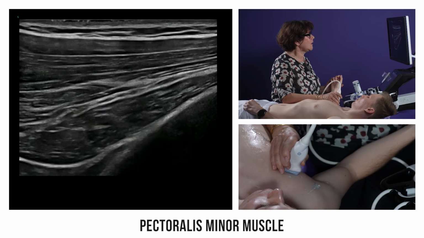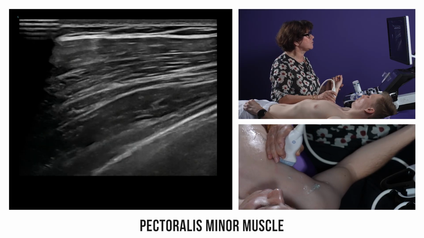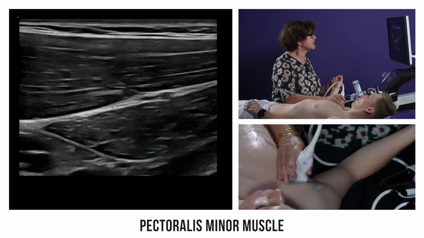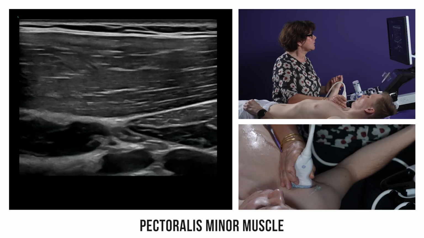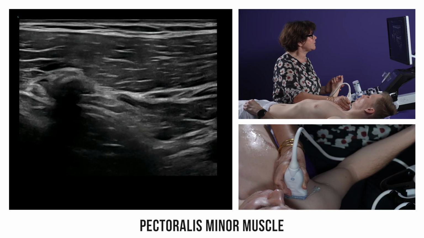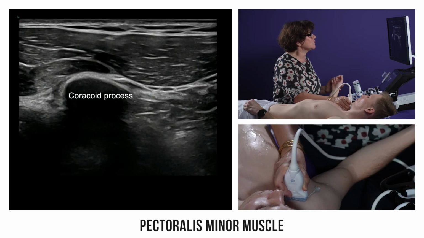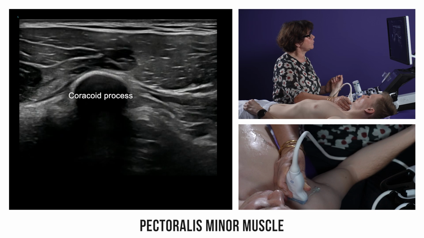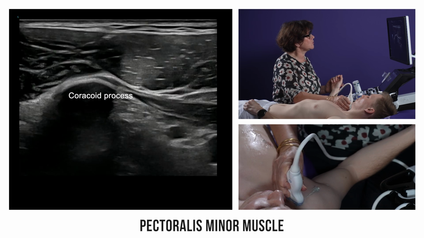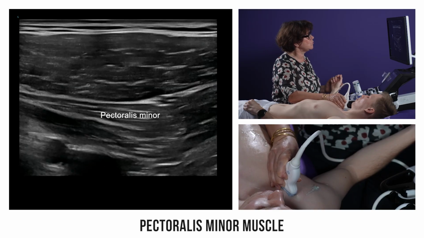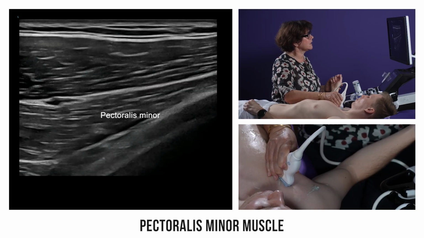As we saw, the pectoralis minor inserts on ribs 3 to 5 and then ascends and inserts on the medial part of the coracoid process. Rotating the probe slightly longitudinally, we can follow the path of this muscle down to its insertion on the ribs.